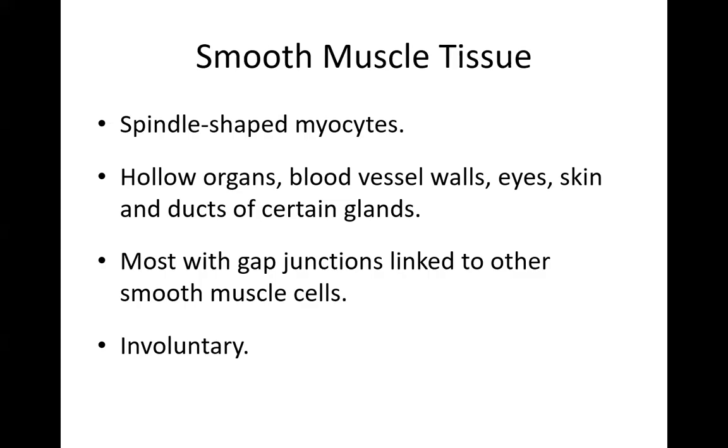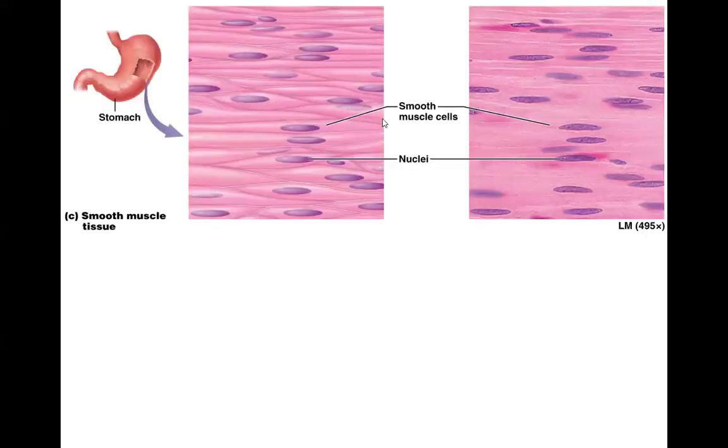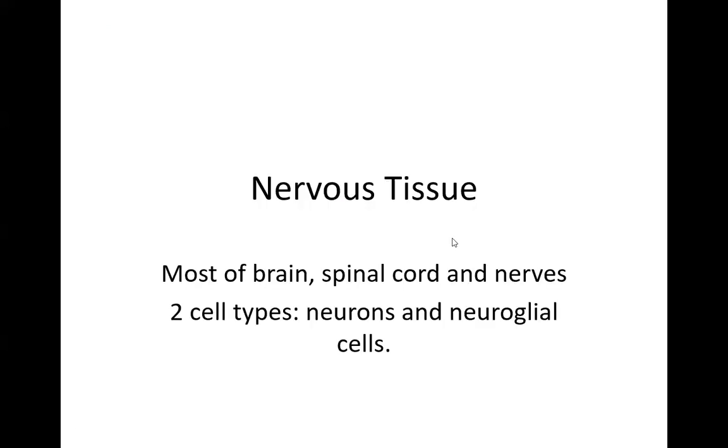The eyes, the skin, and the ducts of certain glands, and most of them have gap junctions linked to other smooth muscle cells, and these are under involuntary control. These smooth muscle cells are found lining your viscera, and these are responsible for vasodilation and vasoconstriction, regulating your cardiac output.